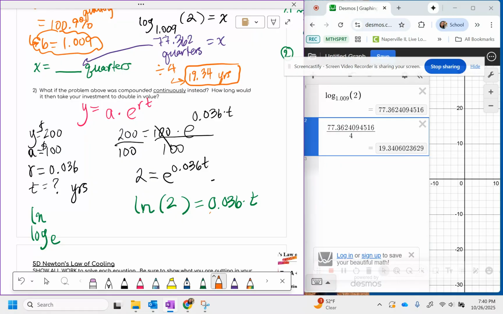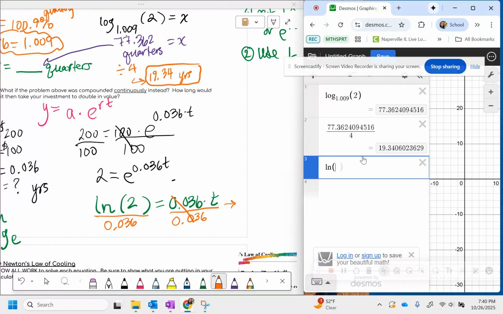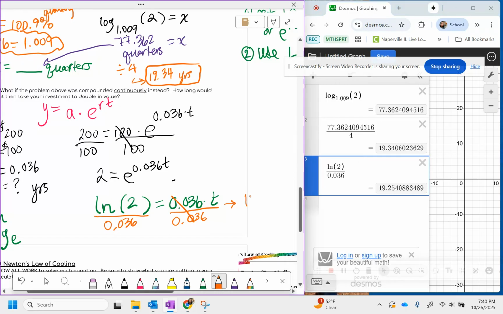So in order to get the t completely alone, I will divide both sides by 0.036. And so then I have that my t is, let's see, ln of 2 divided by 0.036, and I get 19.25. So it takes just a little bit less time if you are compounding continuously at the same rate.